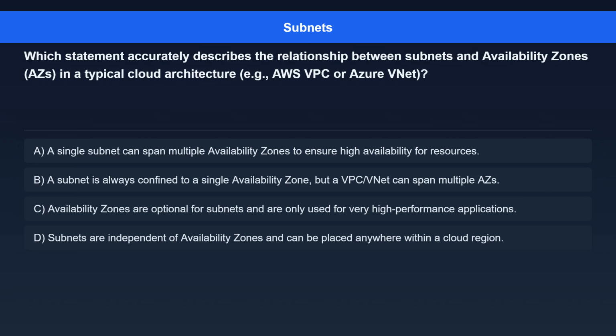Question 2. Which statement accurately describes the relationship between subnets and availability zones, AZs, in a typical cloud architecture, e.g., AWS VPC or Azure VNet? Option A. A single subnet can span multiple availability zones to ensure high availability for resources. Option B. A subnet is always confined to a single availability zone, but a VPC/VNet can span multiple AZs.